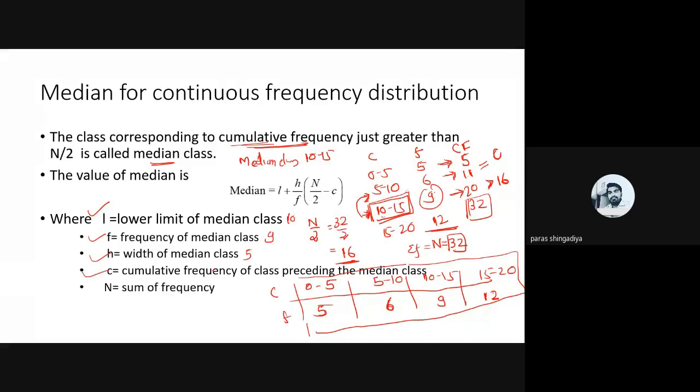C means the cumulative frequency of the class preceding the median class. The median class is 10 to 15 here, and before the median class, which class is that? That is 5 to 10, the preceding class. And what is the CF of 5 to 10? That is 11. So 11 is the answer of C. And N means the total frequency. Is it clear now? Is there any confusion?